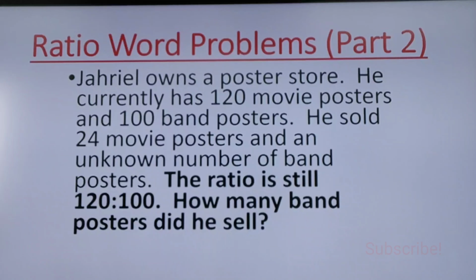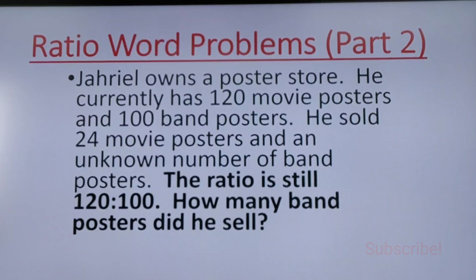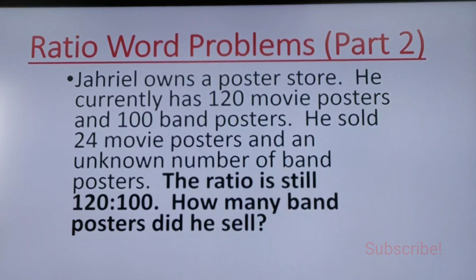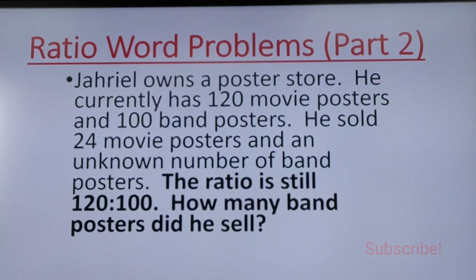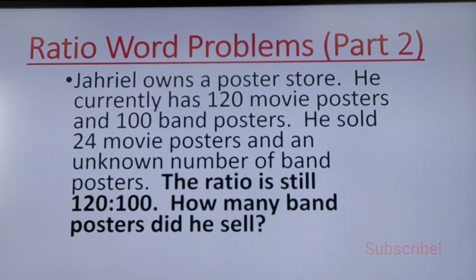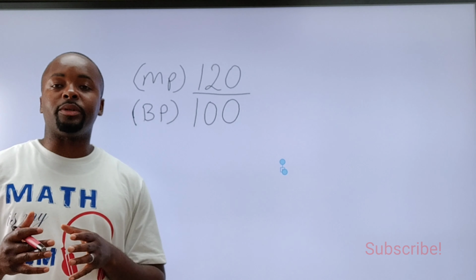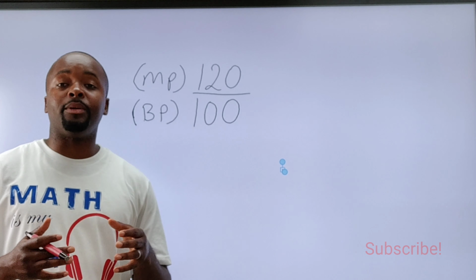For this first problem, Jariel owns a poster store. He currently has 120 movie posters and 100 band posters. He sold 24 movie posters and an unknown number of band posters. The ratio is still 120 to 100. How many band posters did he sell? I've labeled it MP for movie posters and BP for band posters.